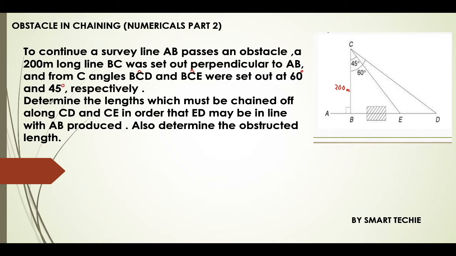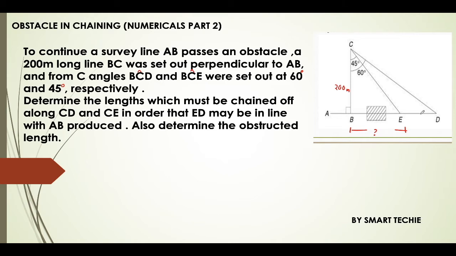They have asked us to determine the lengths which must be chained off along CD and CE, in order that ED may be in a line with AB produced, and also determine the obstructed length. Which is the obstructed length here? BE is nothing but the obstructed length. We need to determine this length, and also CD and CE, so that these two points are in a line with AB. When it is produced, it should be in a straight line.